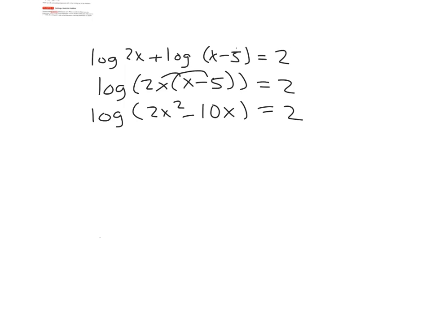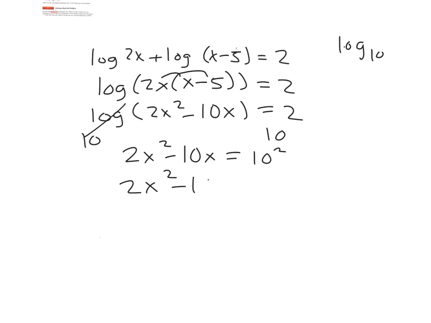Now remember, if you're dealing with just a log and it doesn't have a base, that's because we consider that the common logarithm, and it should actually be written with a base of 10, but because we as mathematicians and as people have become very lazy, we just leave off the 10. But we can still raise this to the power of 10 on either side, and it will simplify. So you have 2x squared minus 10x is equal to 10 squared. Well, that's going to give you 100.